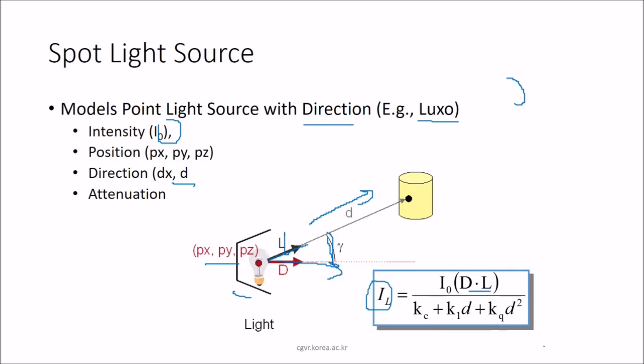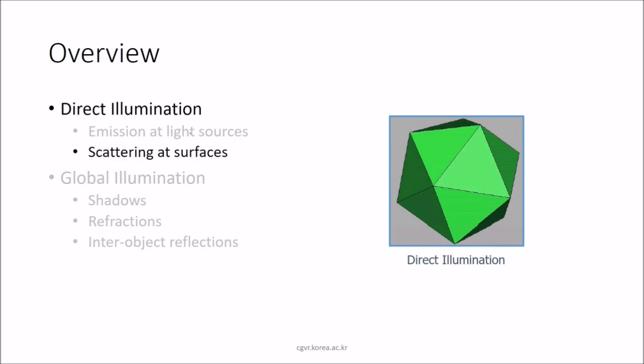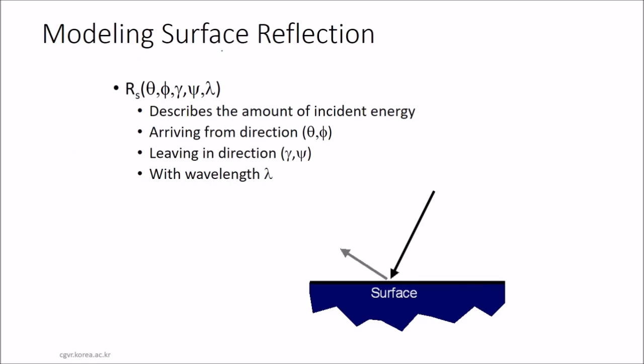So I_L will be computed. The light will be computed with the intensity given by I0 (d dot L) divided by Kc plus K1 d plus Kq d squared. So these were the emissions at light sources. Let us see the scattering at surfaces. How do we model the surface reflection first?